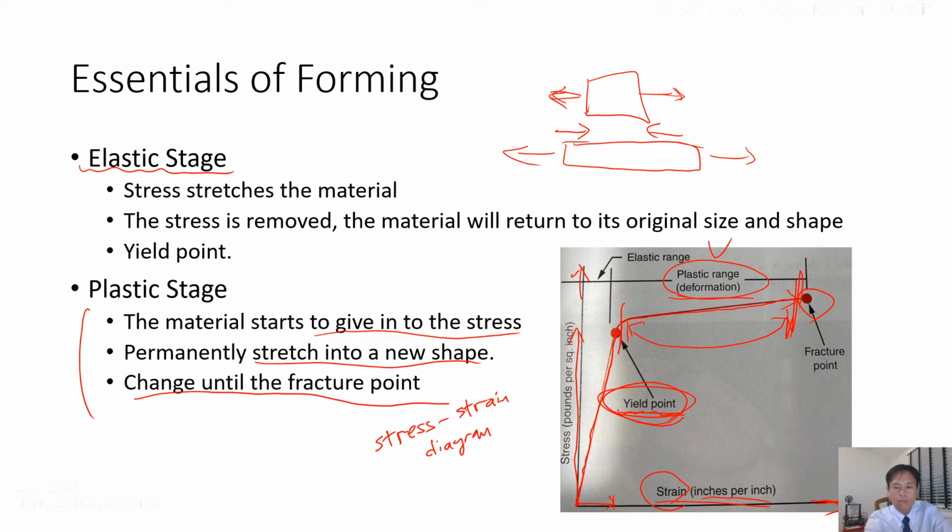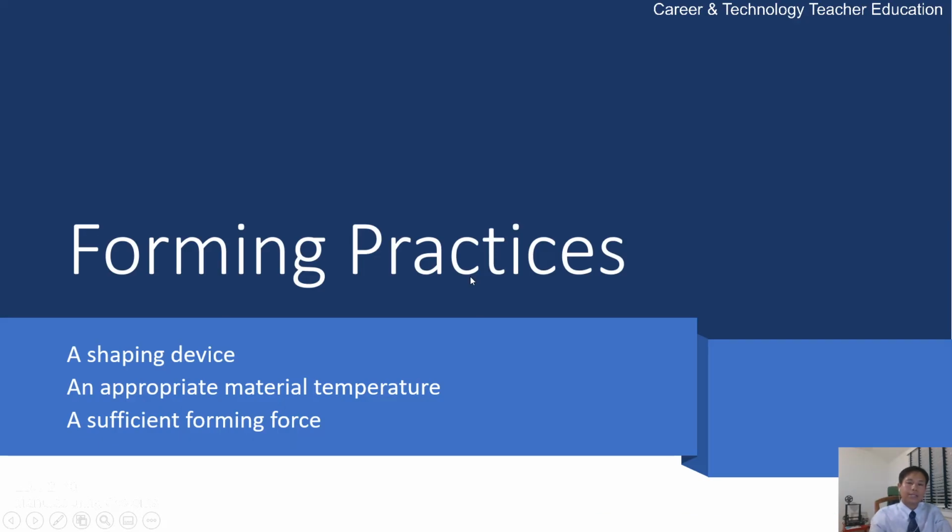So we use this range, plastic range deformation. That's the principle of the forming process. All right, there are three forming practices. For the forming practices, the three are essential. For the forming, we need to have a shaping device, and second, an appropriate material temperature, and third, sufficient forming force. Those are three elements.